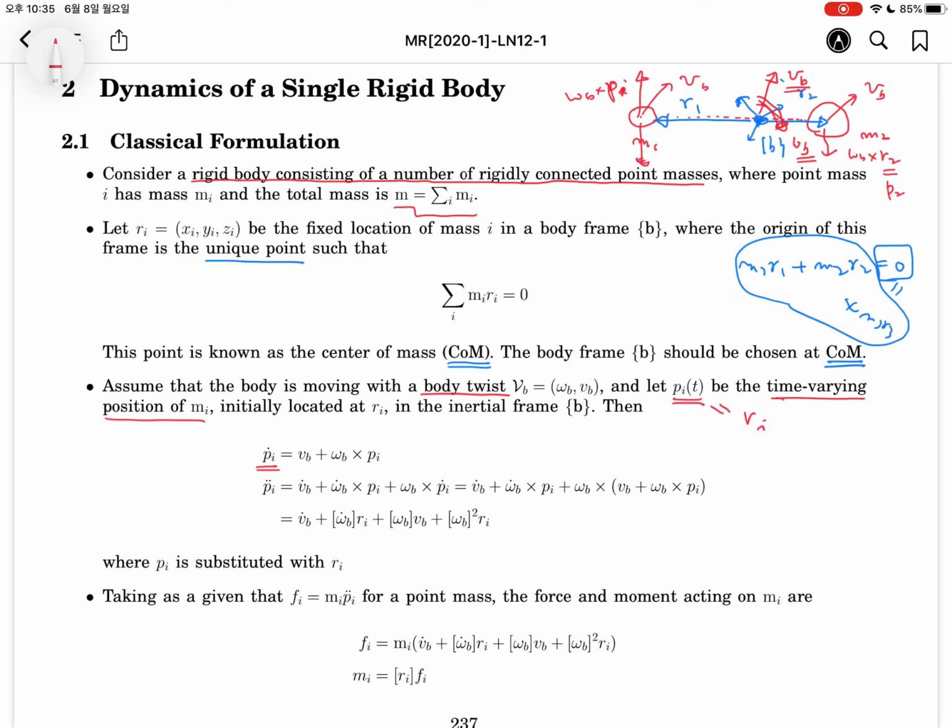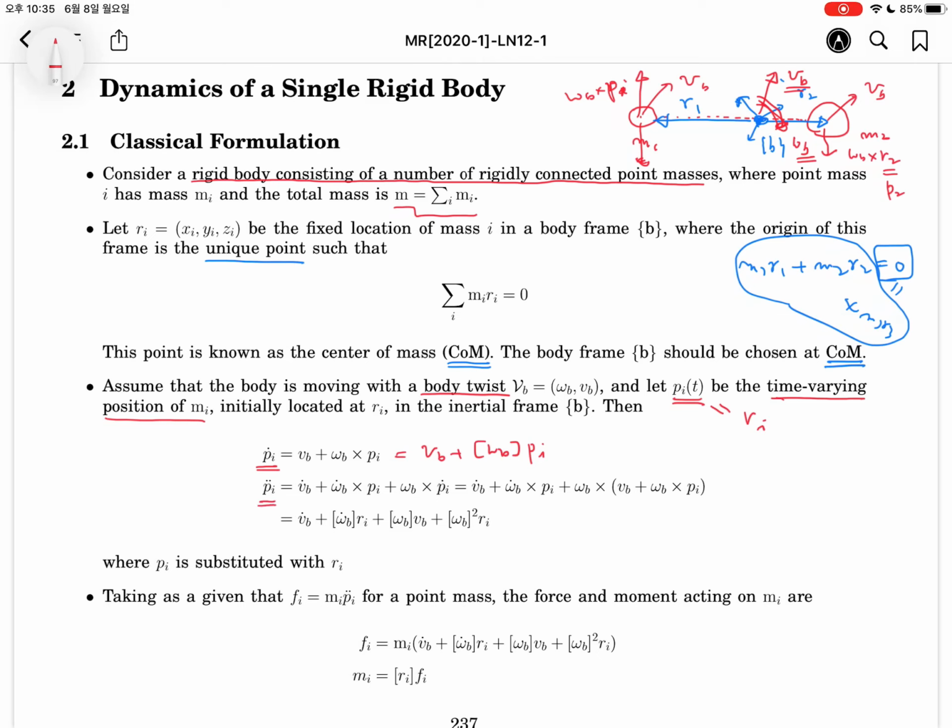This linear velocity can be written using the cross product skew-symmetric matrix: Vb plus the omega b matrix and pi. It can be exchanged with Ri here. It's very clear how to obtain the linear velocity. Then let's take the time derivative to obtain the linear acceleration.